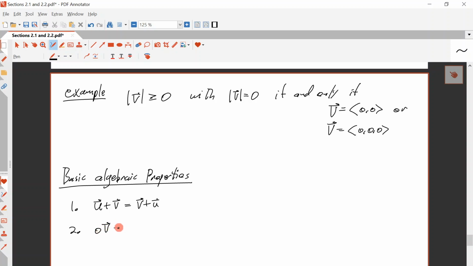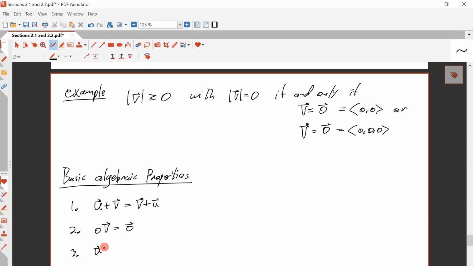Two, the scalar 0 times v is the zero vector. So the zero vector in 2 dimensions is the vector 0, 0. In 3 dimensions, the zero vector is 0, 0, 0. So scalar 0 times v is equal to vector 0.